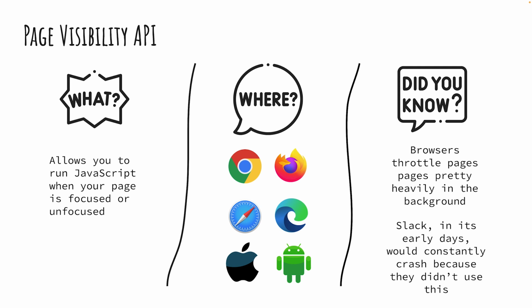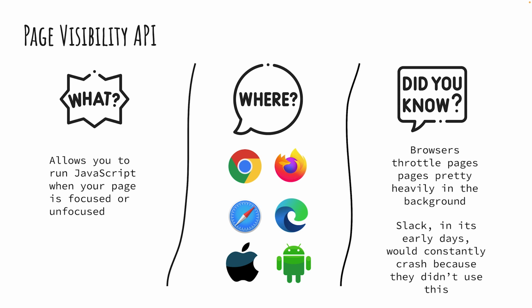It works everywhere. Browsers will throttle pages differently when they're in the foreground or background. This is something Chrome has gotten really aggressive on recently. The reason you'll want to know this is you may have an application doing some polling, and you want to turn that off or turn it down to save on server requests. Why am I polling for something every 30 seconds if the user's not even seeing it, right?